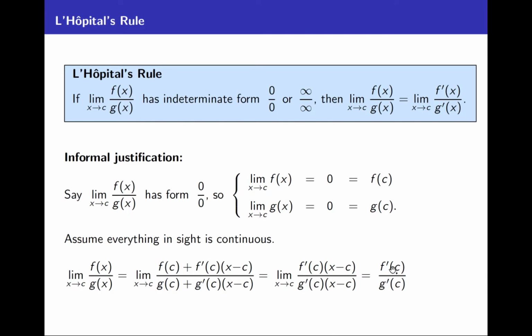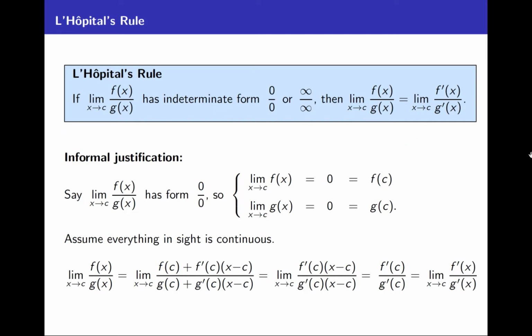Now we're assuming that everything is continuous, so f prime of c is the limit as x approaches c of f prime of x, and likewise for g prime of c. So this limit equals the limit as x approaches c of f prime of x over g prime of x. So there we have it. The limit as x approaches c of f of x over g of x equals the limit as x approaches c of f prime of x over g prime of x. This equals that.